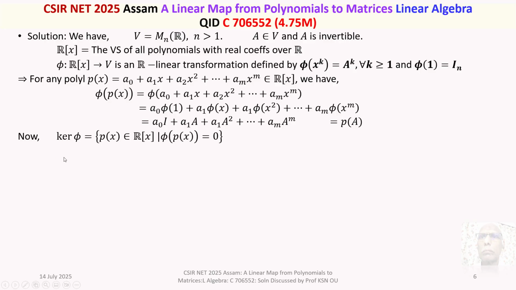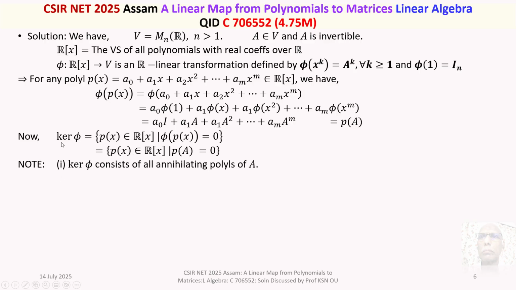That is, ker phi is the set of all those polynomials p(x) belongs to R[x] such that phi of p(x) is 0. That is, the set of all those p(x) belongs to R[x] such that p(a) is equal to 0. Note, what are the elements of ker phi? It consists of all annihilating polynomials of a. So, p(a) is 0 means annihilating polynomial.